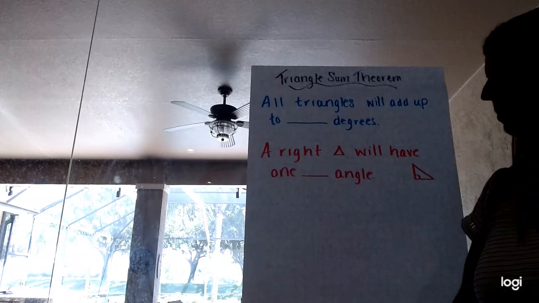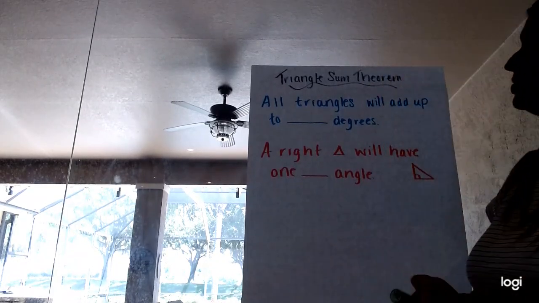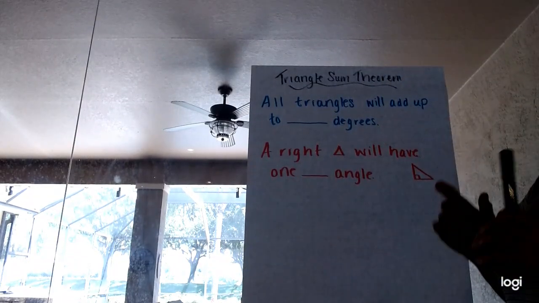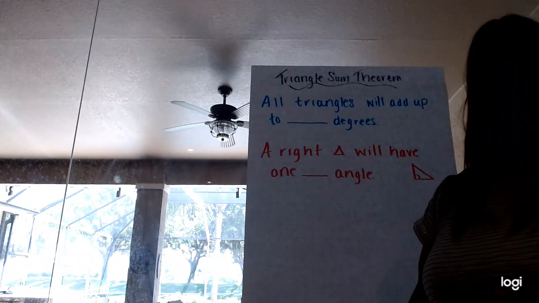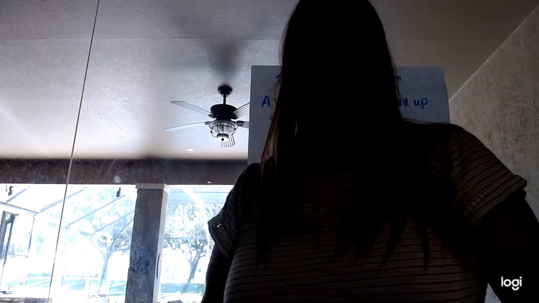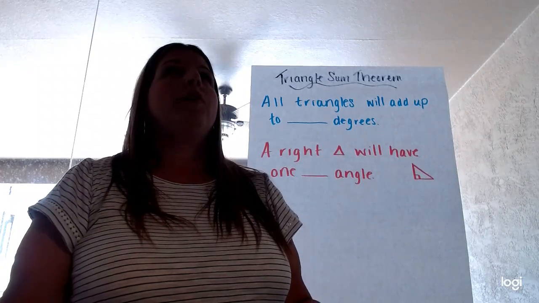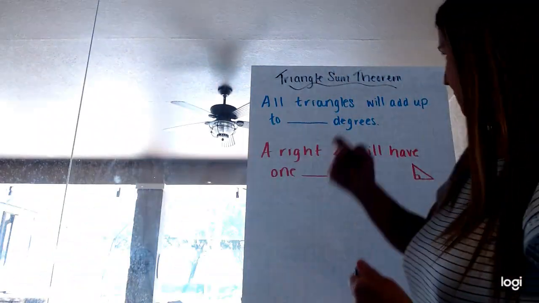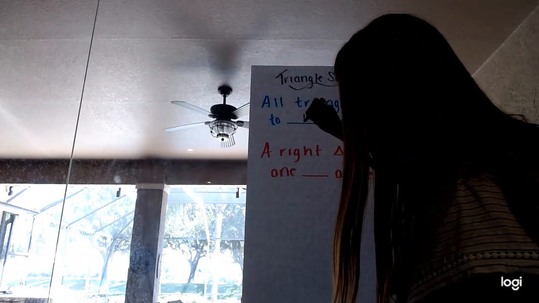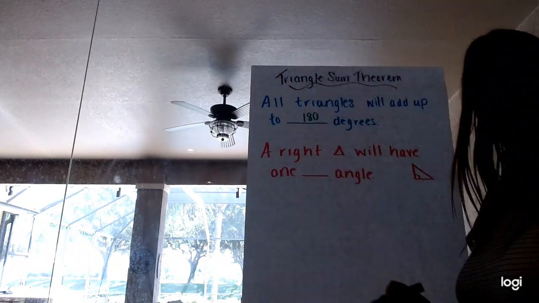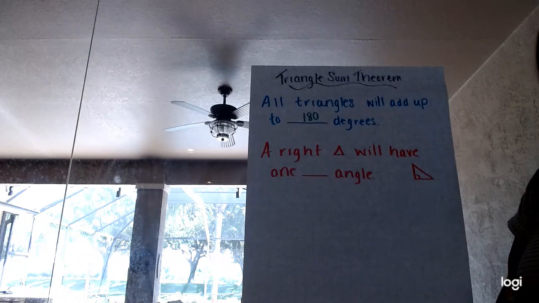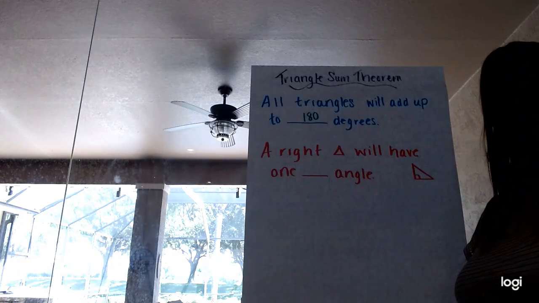The triangle sum theorem. The main thing you need to know is all triangles, every single triangle, a right triangle, an isosceles triangle, a scalene triangle, an obtuse triangle, an acute triangle, an equilateral triangle, all triangles will add up to 180 degrees. So all the angles inside of that triangle are going to give you 180 degrees.